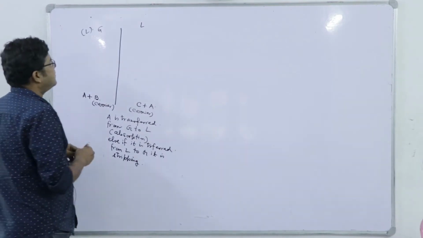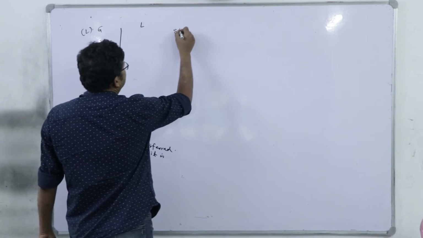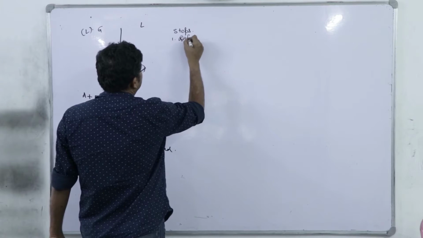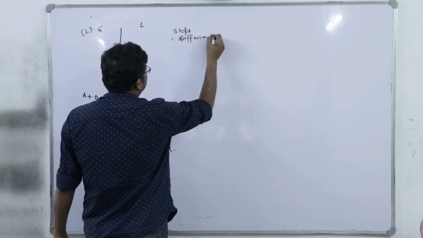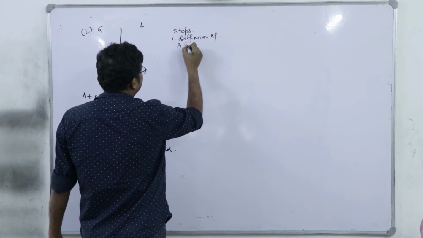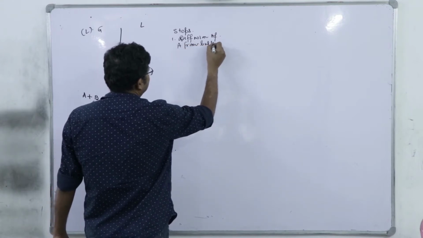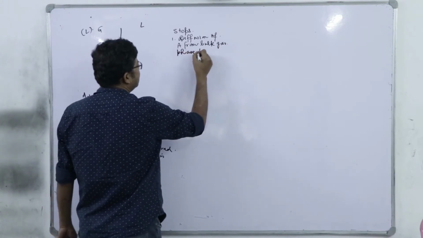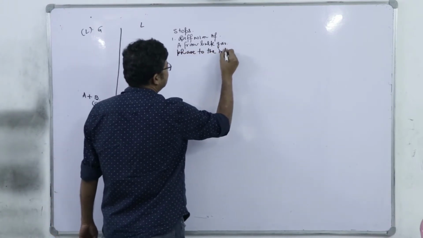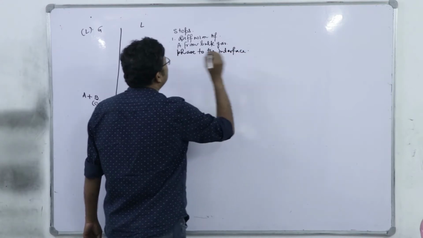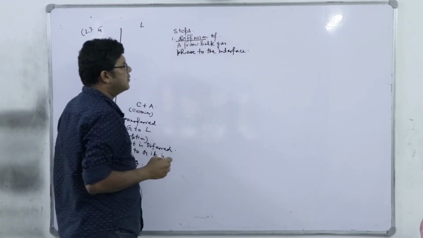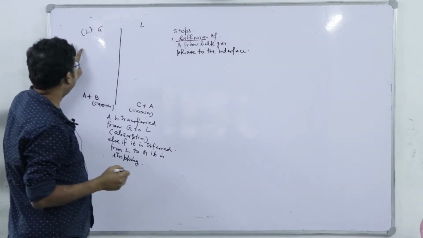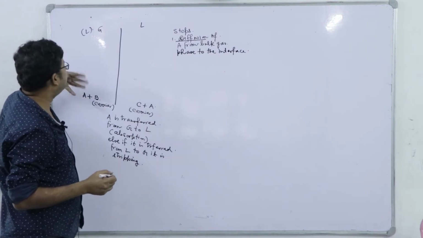So, what are the steps involved here? The first will be the diffusion of A from the bulk gas phase to the interface. Now, you may wonder why I am considering diffusion, because very close to that interface it will definitely be diffusion, but far away in the bulk there will be convective transport, right.